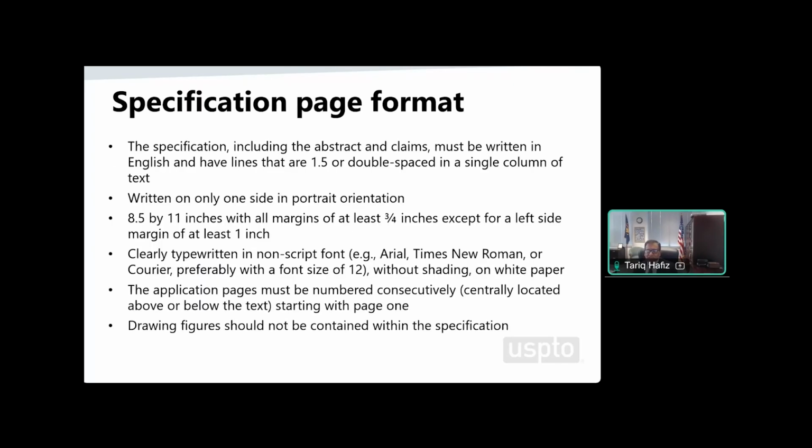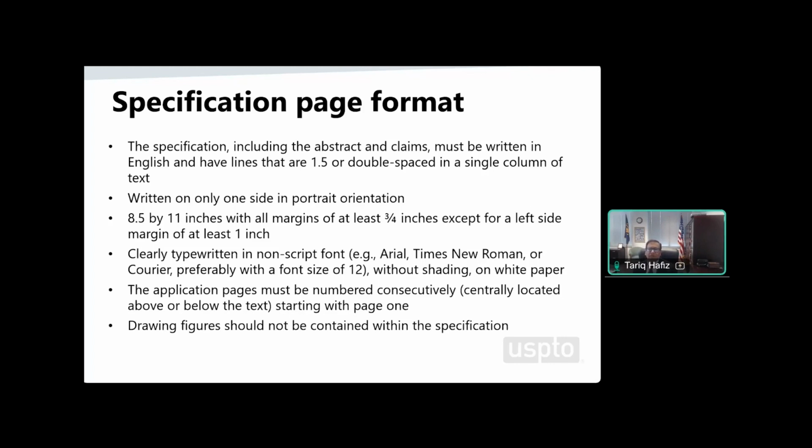So here are a couple of slides on formatting requirements that we went over in part 4 of Path to a Patent. A single column specification with 1.5 or double spacing, margins, and a non-script font are required. Handwritten text scanned into PDF is not acceptable. It is also required that the claims start on a separate page and are numbered consecutively in ascending order.